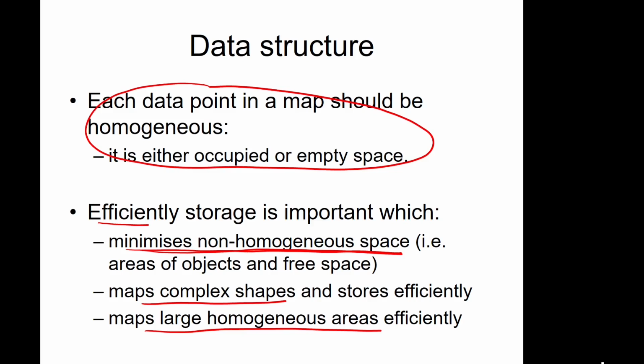So in terms of saving our data, if we had one large empty room, it'd be good to save that as one data point rather than having it recorded as lots of individual spaces within that one room. So ideally we'd like to map large homogeneous spaces efficiently.